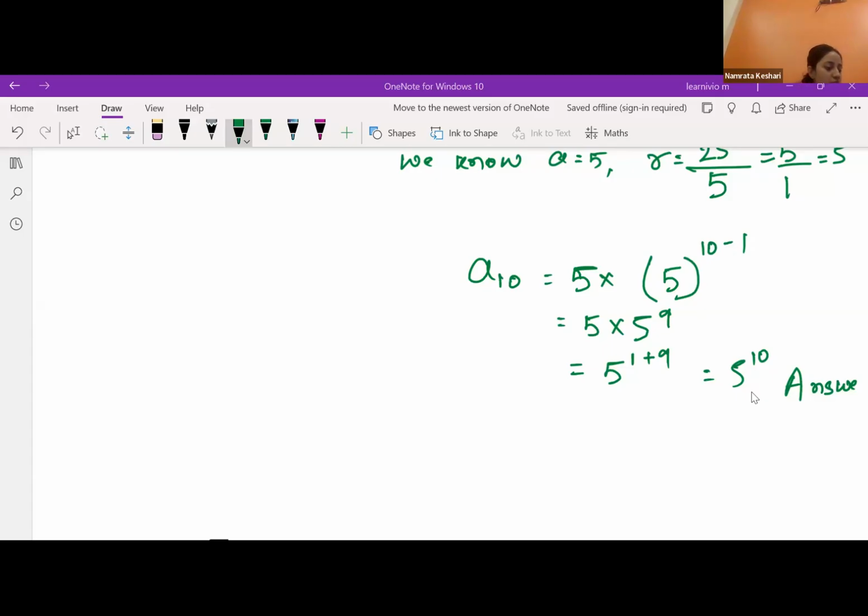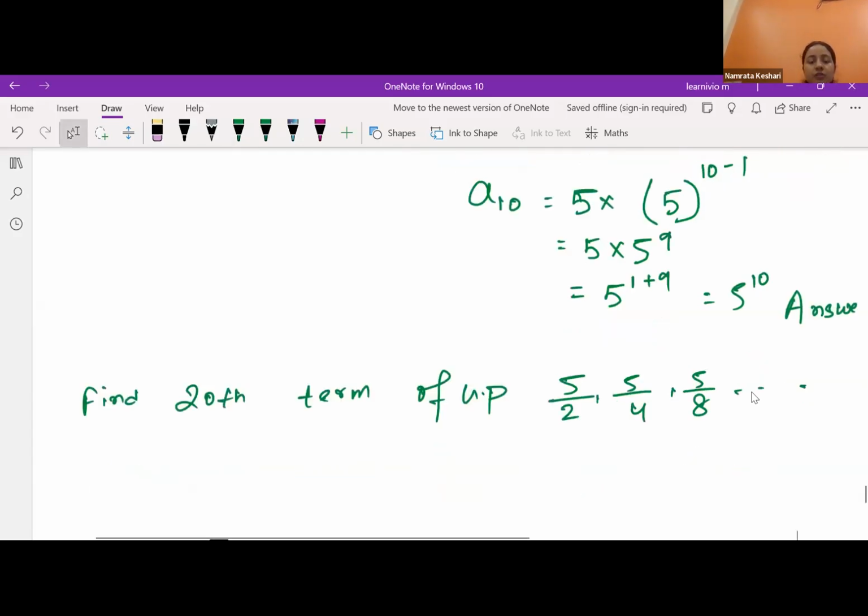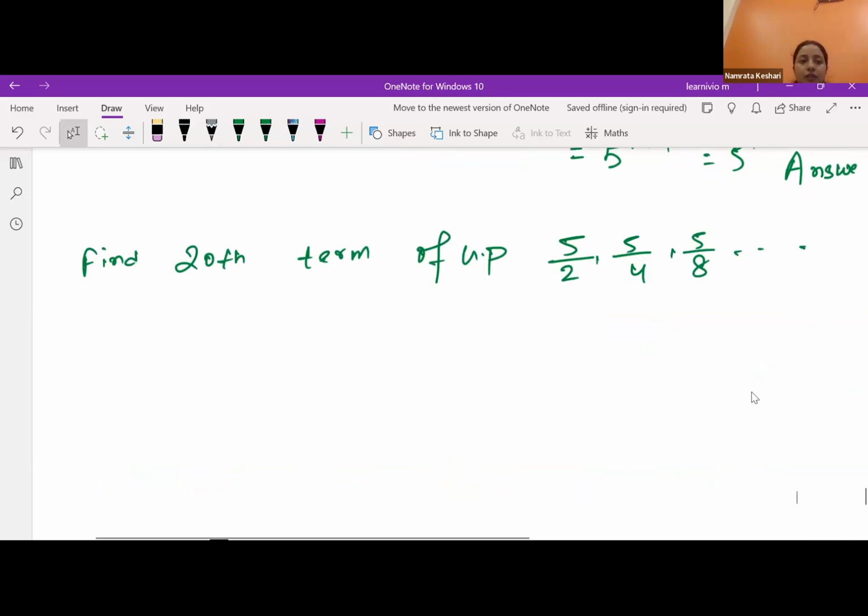So the next question is, find the 20th term of the GP 5 by 2, 5 by 4, 5 by 8, like that. So the 20th term we have to find over here. We are already having a GP. We don't even have to check whether it is in GP or not, because the question says it's in GP.